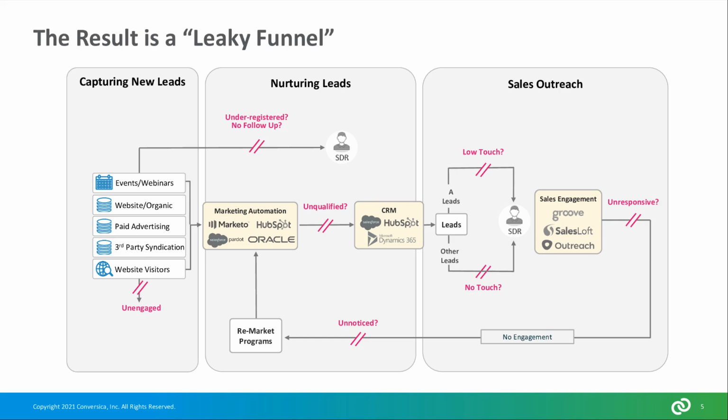Okay, so the next area is around when you get those leads that are coming in and they're coming into your marketing automation system, and there's so many to choose from. We just are showing a splattering of options here for you. But when you have those leads coming into your marketing automation platform, how well are you able to then do that next set of programs that help nurture those leads?